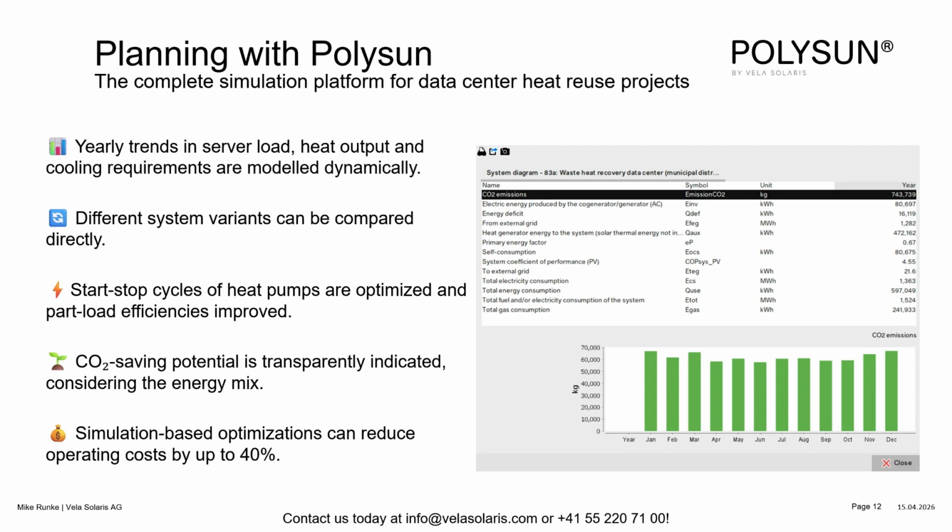You see that on the right side. When you simulate one system, you get a system diagram, and this indicates your CO2 emissions, also considering the energy mix. Meaning, if I have different CO2 balances, then I can change that in the software so it's also in my results. And the big key fact here is that simulation-based optimization can reduce operating costs by up to 40%.